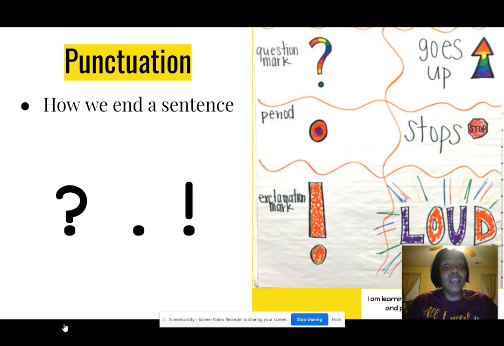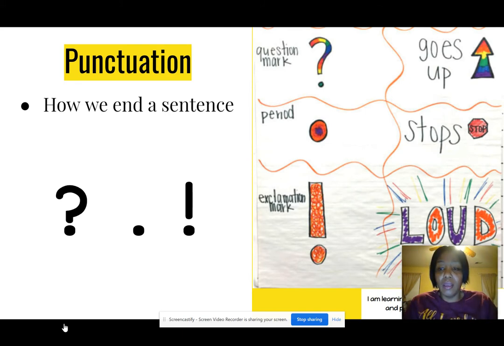So at the end of a sentence, my sentence is finished when I have a period. And usually I use a period when I am giving some information, and that is going to tell the reader to stop. Whoa, this is another punctuation mark. It's called an exclamation mark. Whoa, try to say that with me.